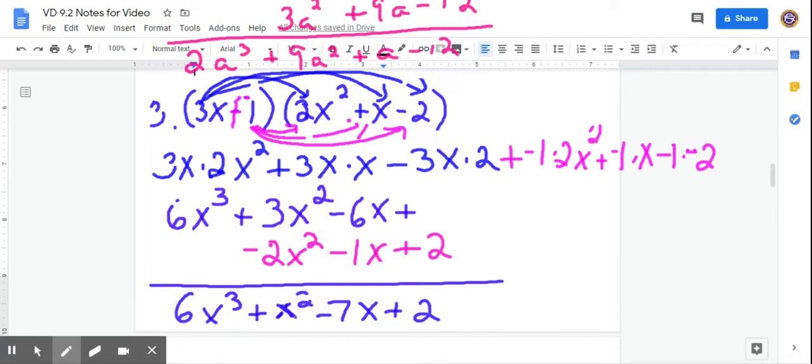So it's a lot, but if you take it step by step, put your like terms together, then you'll be able to do it.